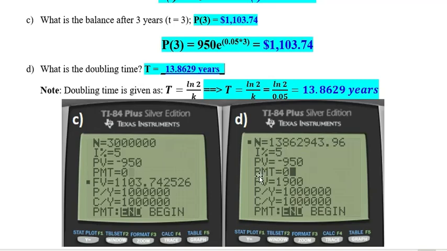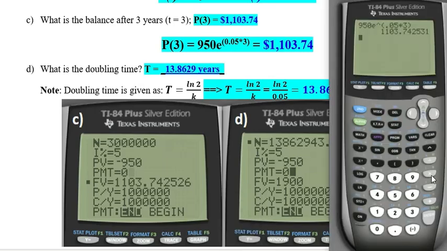And for the doubling, we're going to calculate N. I is 5. The initial investment is 950. PMT, we don't care. That is for annuity. Then it is going to double to 1,900. P over Y is 1 million. C over Y is 1 million. PMT, we don't care. It is annuity. Then we come to N. We do alpha solve. Then you get 13.86 million. When you divide this by million, then you get 13.8629 years.